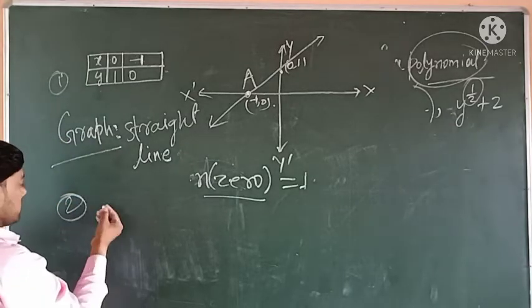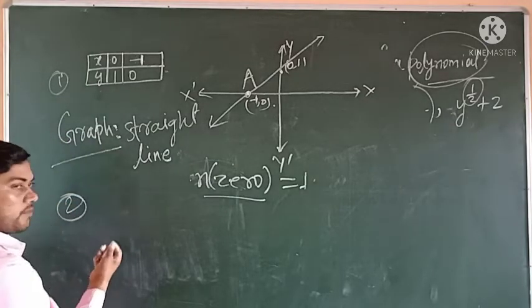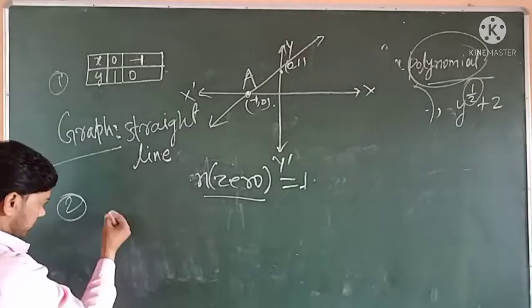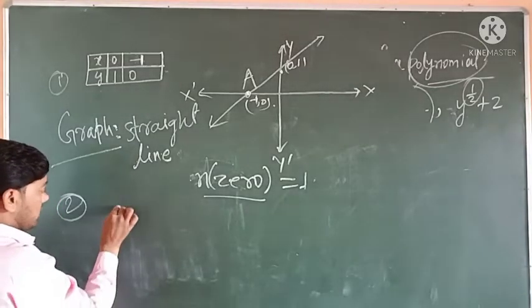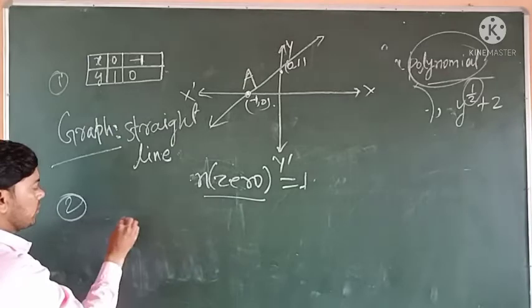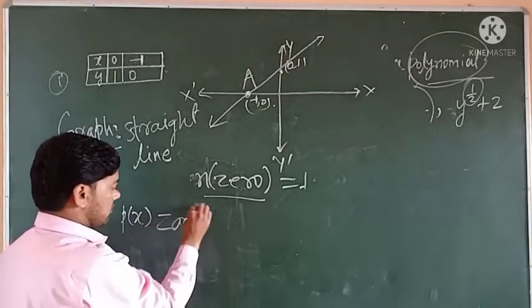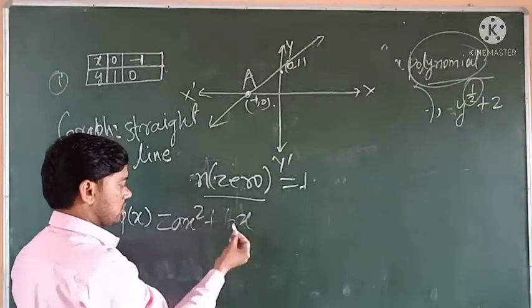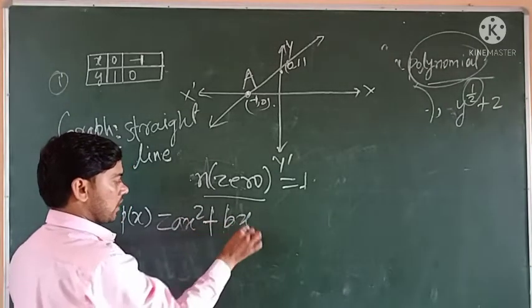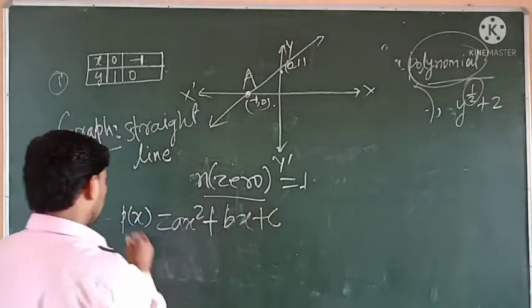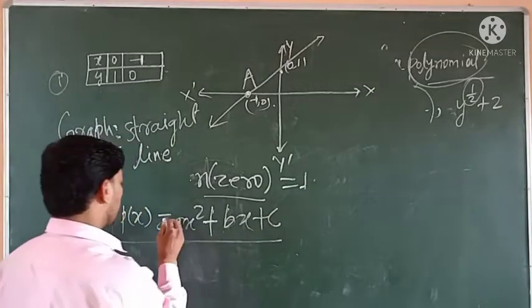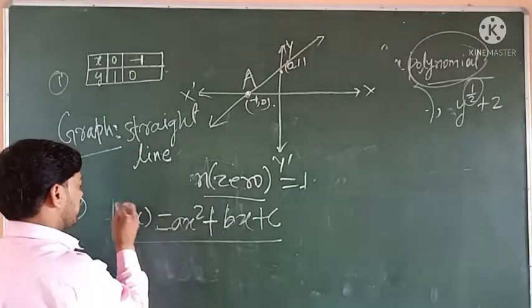Second, geometrical meaning of quadratic polynomial. The general form of a quadratic polynomial is ax square plus bx plus c.